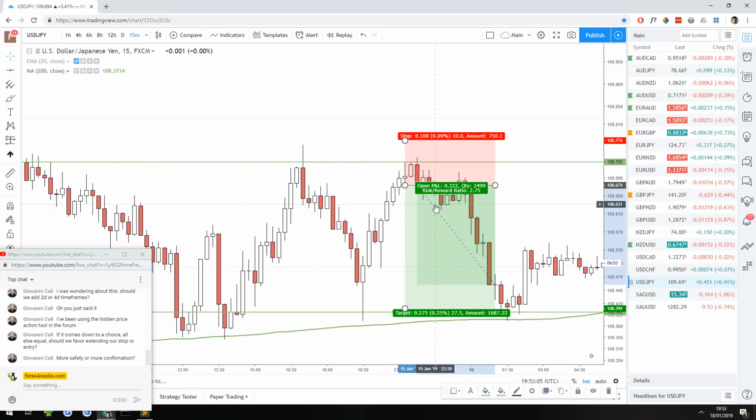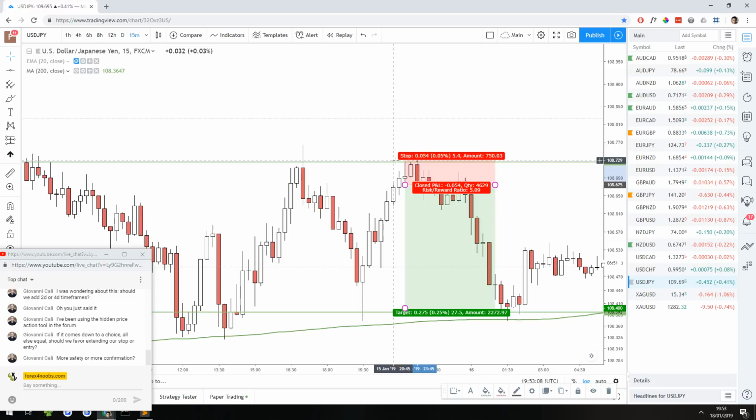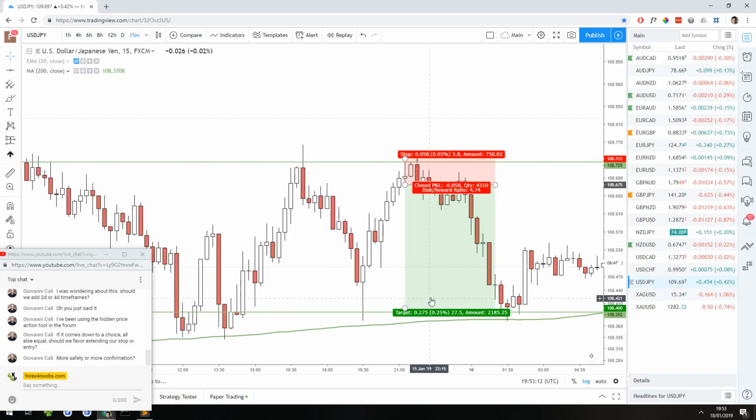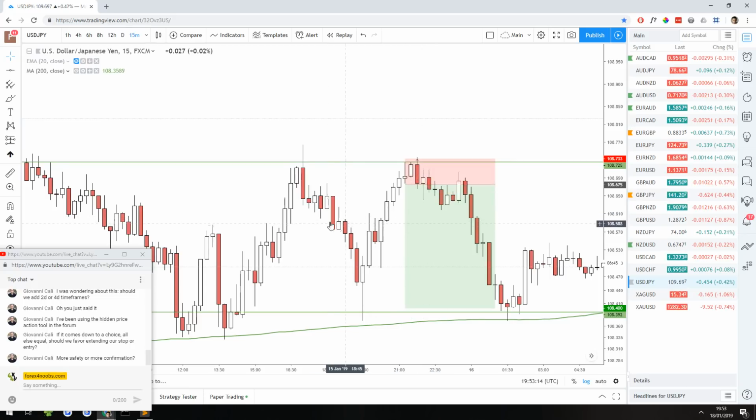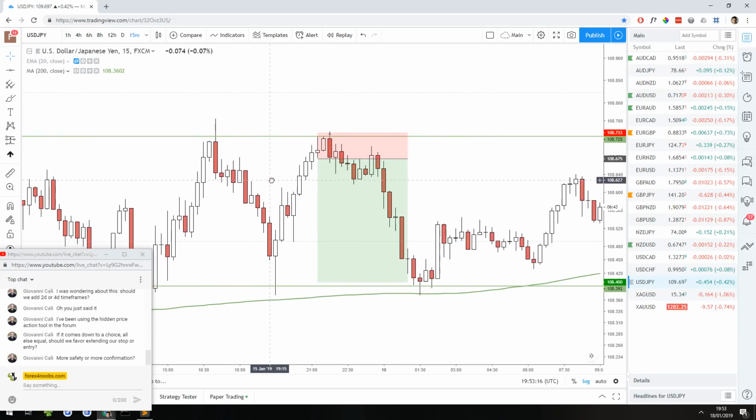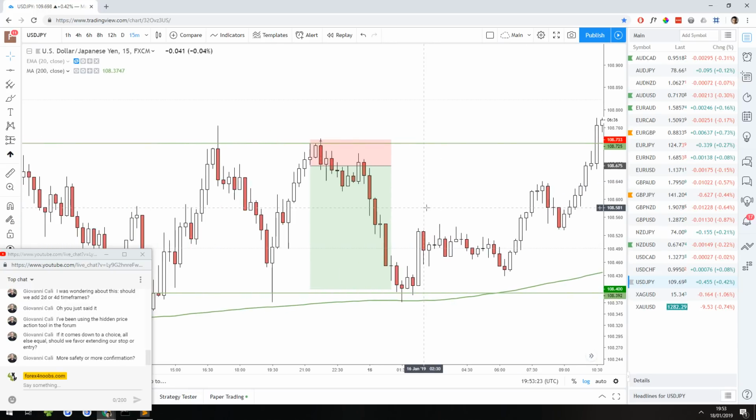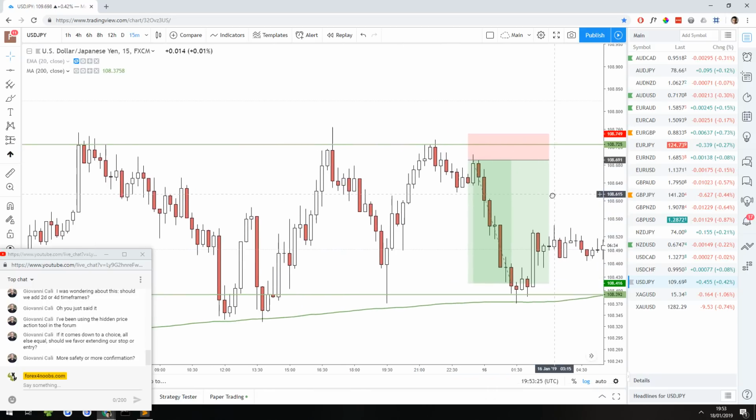If you're looking at a trade that has very tight entry and stop loss, it's almost better just not to enter the trade. Just to skip the trade entirely. I think I've covered everything I really wanted to cover today.